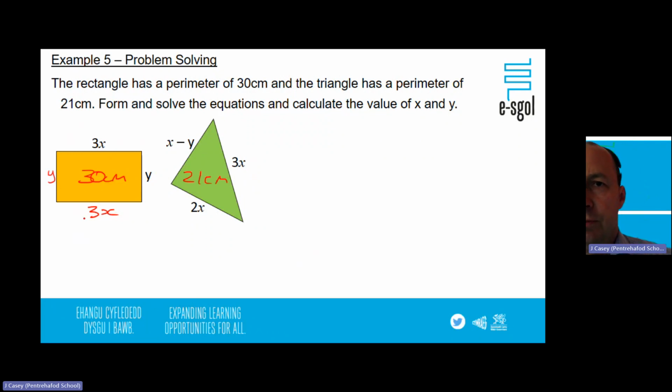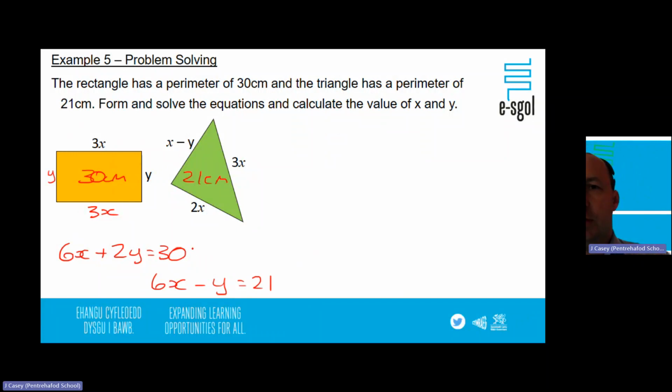Right. So I'm going to make an equation for this rectangle. So what have I got? I have got 3x there and 3x there. So in total, I've got 6x plus there's 2y's. So I'll put 2y, and that is equal to 30. So that's my first of my simultaneous equations. And for the triangle, I've got x, 3x, and 2x. So that makes 6x as well. That's a good sign. But I've got minus y. There's only one minus y there, and that's equal to 21.